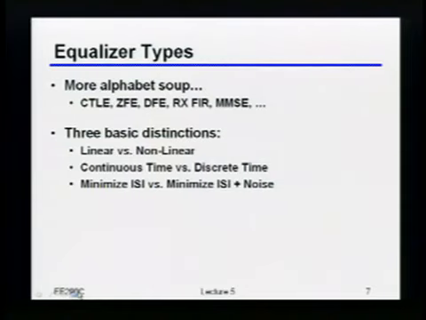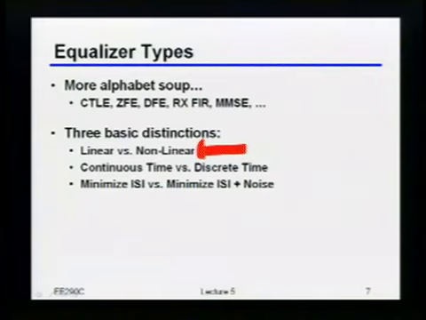But the main thing to keep in mind with all of these equalizers is essentially just three basic distinctions. The first is whether or not that equalizer is linear or nonlinear. We'll see an example of both of those in a second, and why you'd even want to deal with something ugly and nonlinear. The second is whether you deal with things in continuous time or discrete time. Nothing too complicated, but again, we'll see what the trade-offs there are in a second.